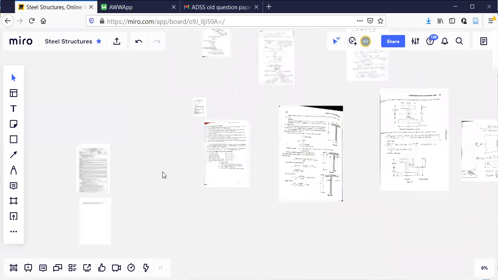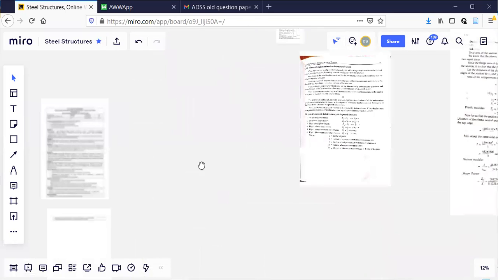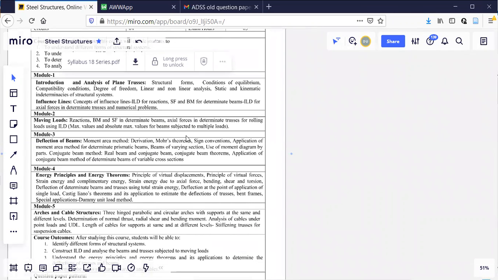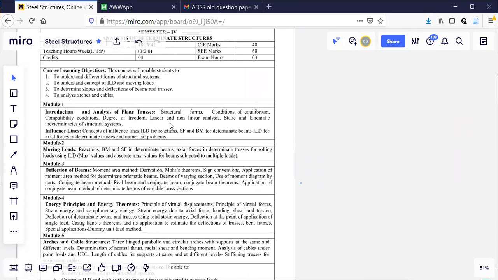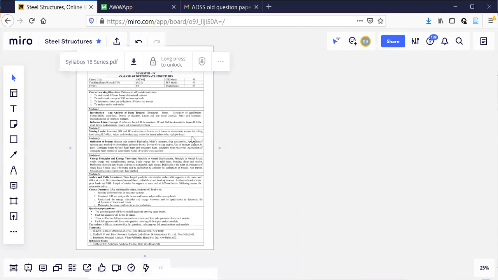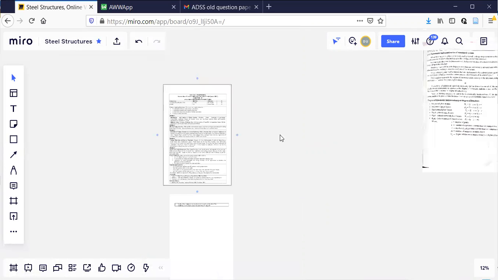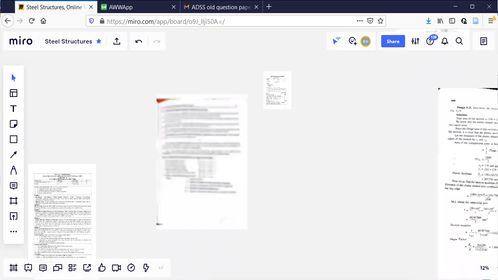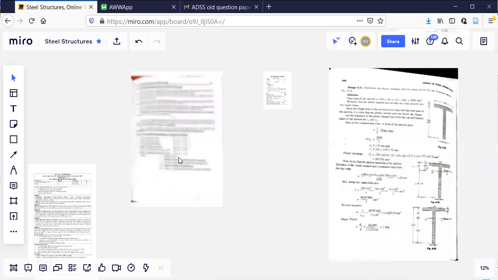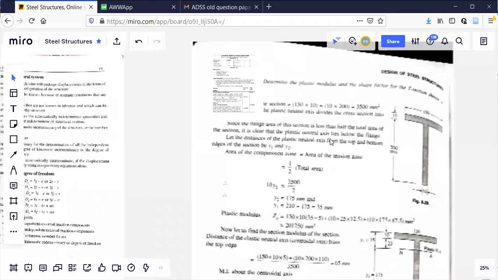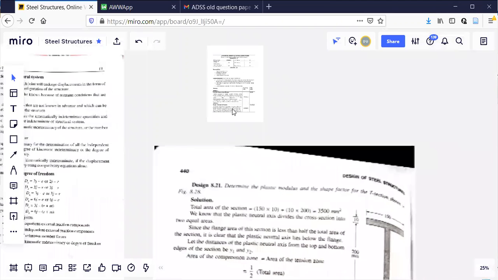Before that, you can see, if it is not downloaded, I need to download it again. The syllabus is, I think, analysis of determinate structures. Okay. I'll show you the syllabus of that subject. What is there in the subject? I'll show you today. I'll solve one simple problem without wasting time here. Any doubts? You can raise them in between.